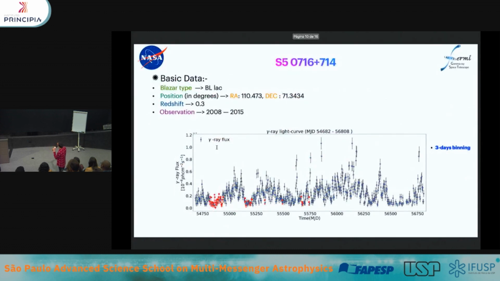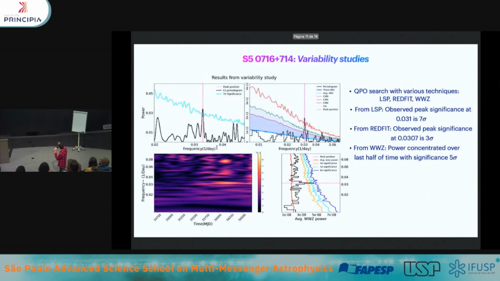A similar study was also done for this S5 source, and I have used the data in this given time domain. We found that for this source, the QPO has the peak at 0.031 with a significance of 7 sigma, which is very high. You can see the QPO feature is lasting. It does not appear in the starting half of the time domain, but it appears in the remaining time domain, and this is the significance of the QPO peak.